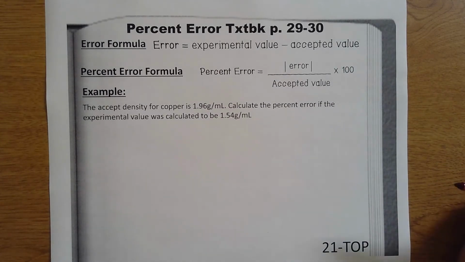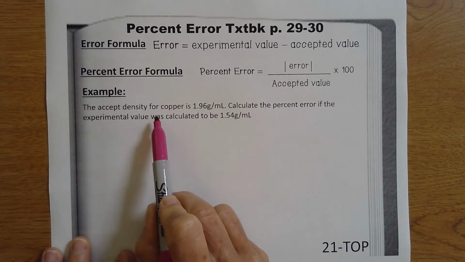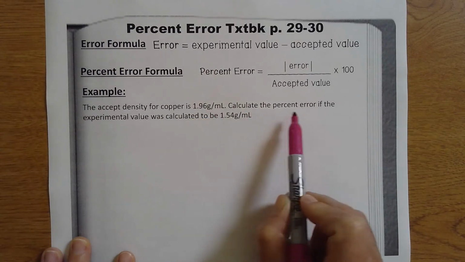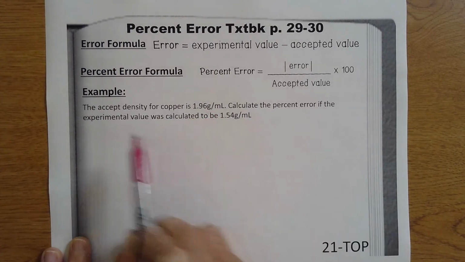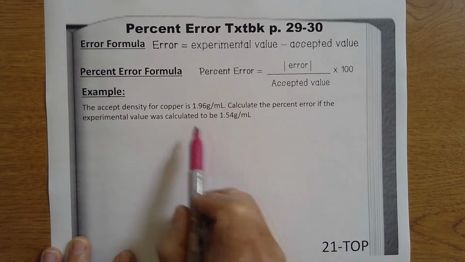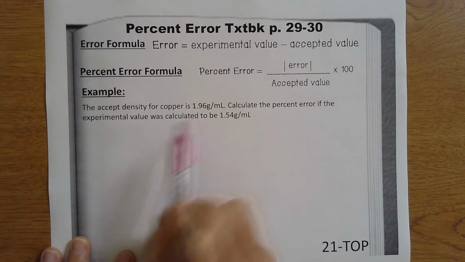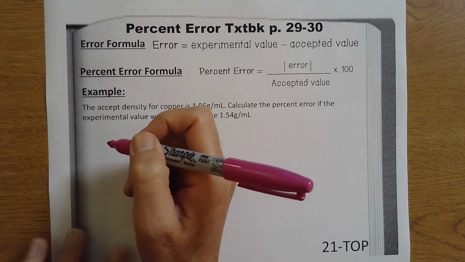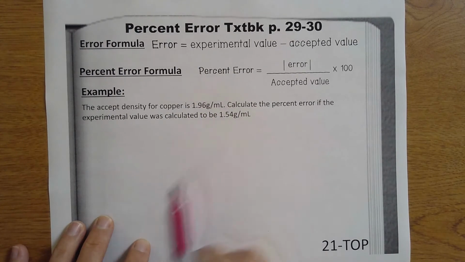Here's an example that I'm going to walk you through. The accepted value, the accepted density, for copper is 1.96 grams per milliliter. Calculate the percent error if the experimental value was calculated to be 1.54. And this is true because density is a derived unit, so you collect mass and volume and then you divide.